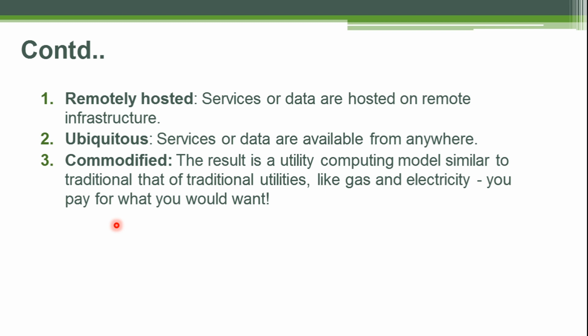Okay, so the third point is commodified. Commodified is nothing, it's the same thing which I just explained to you in the last slide. The billing is like traditional utility bills like gas, electricity, and water. Pay for what you consume. So these platforms are just converting the computing requirements into commodities, and you can just use them how you want, how much you want, and when you want.